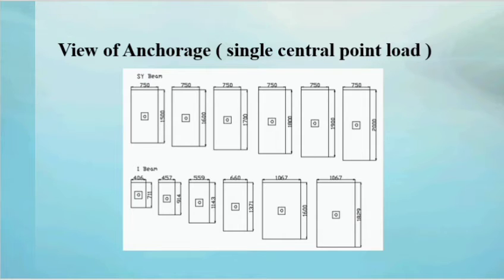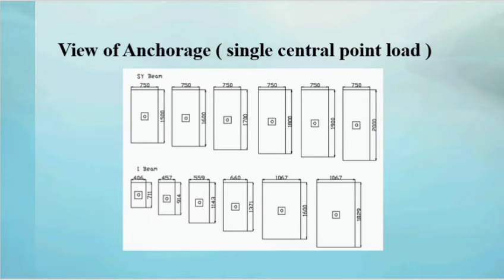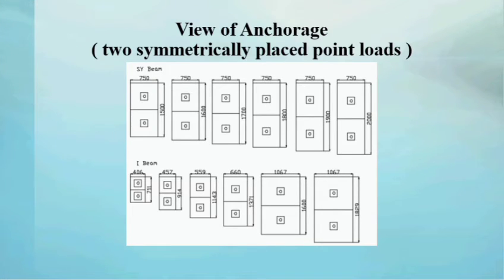Okay, the view of anchorage for the first case is a single central point load, and the second one is two symmetrical point loads. The bigger rectangle represents the ACI, which I don't show in the first case because they do not overlap each other. This one overlaps each other.